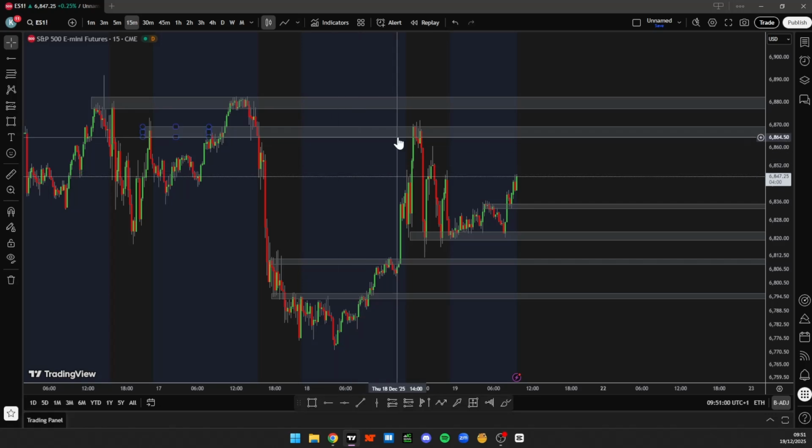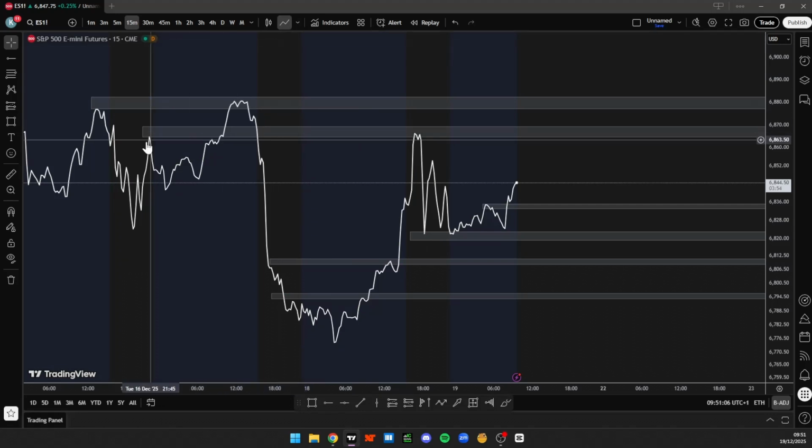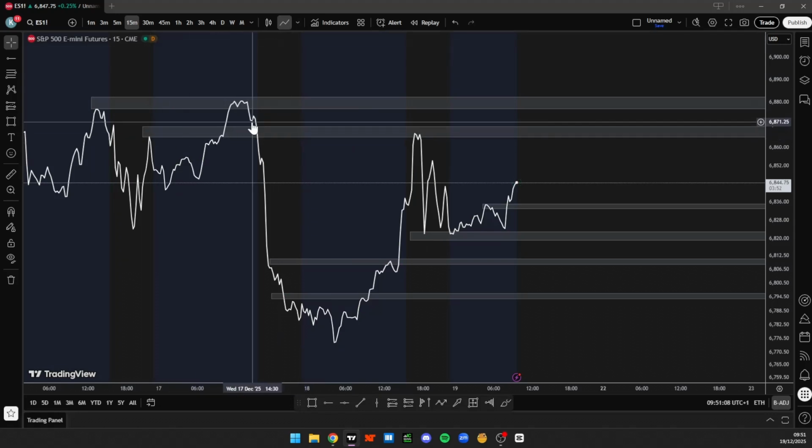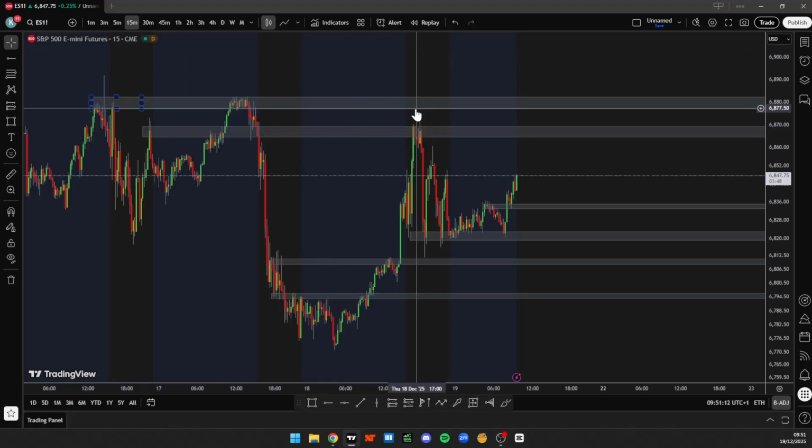You can see exactly where price reacted from, which is just a simple structure level. Okay, and you can see here as well on the line chart, we had this high and this low right here. Obviously with the wicks, it came into it, and then it reacted exactly from there. So this would be a strong market structure level that I would have for today.